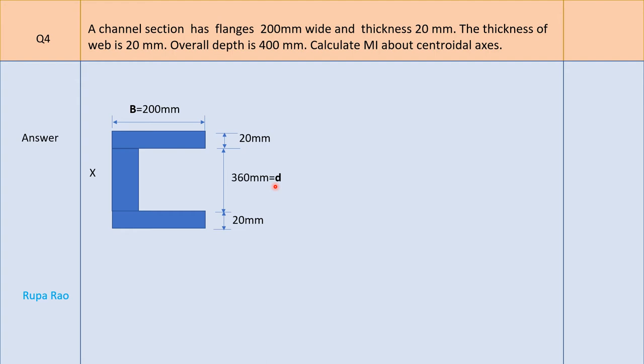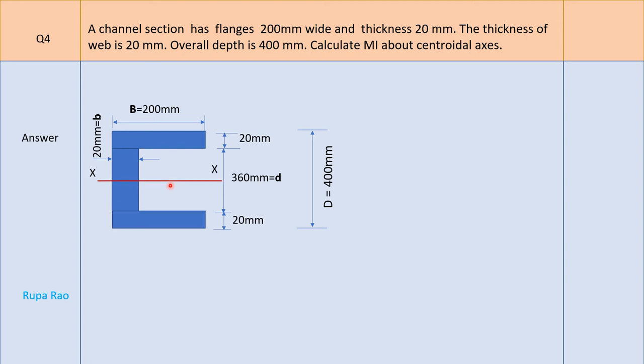Now let us first calculate the moment of inertia about the horizontal centroidal axis. This is the overall depth, 400, that I'm showing here. The thickness of the web given is 20 mm. This is the thickness of the web, which we call small b. The depth of the web is called small d, that is 360, and the total depth from here to here is called capital D, that is 400.